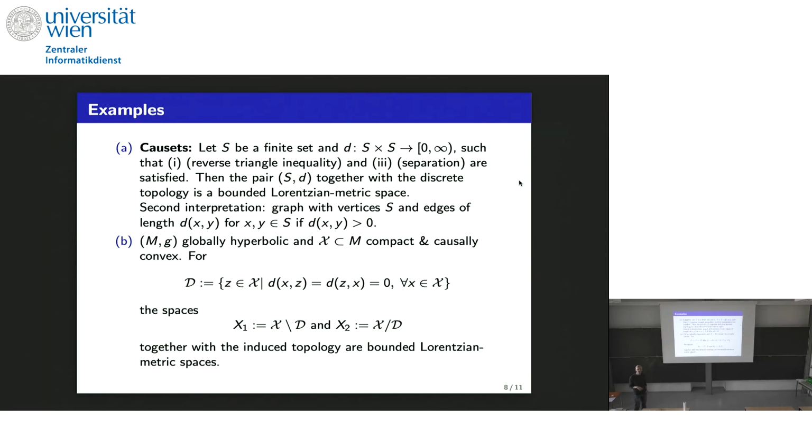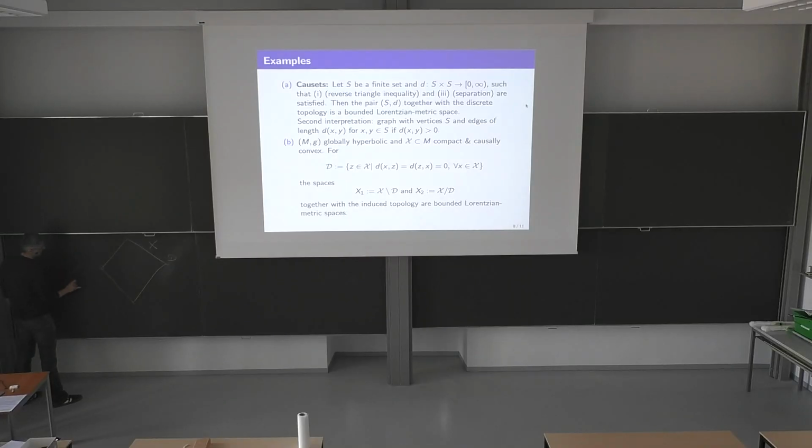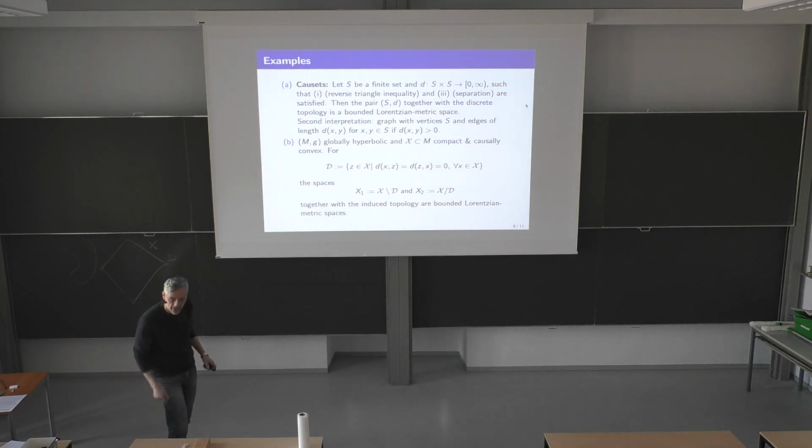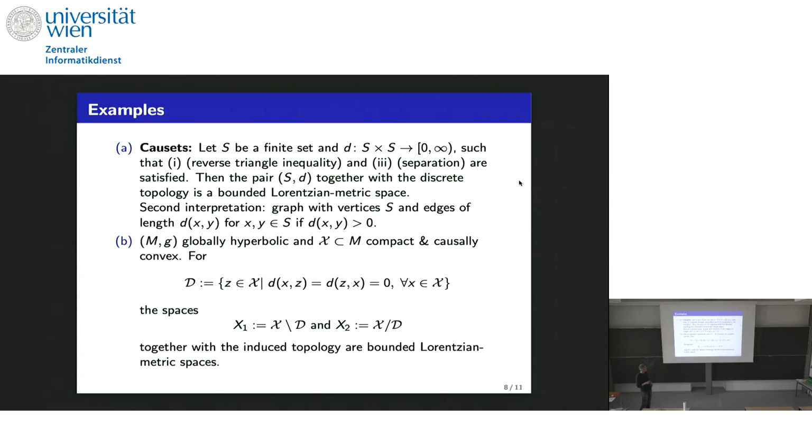And now, Nicola. Why do I insist on causal convexity? If you have something not causally convex, you might not be able to control this D set so well, that you have to delete. Exactly. I was not finished there. X1 is where you throw D away, or X2 is where you collapse it to one point. This is basically the one-point compactification.